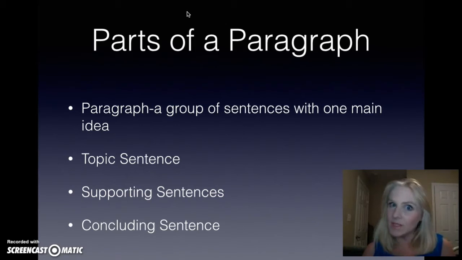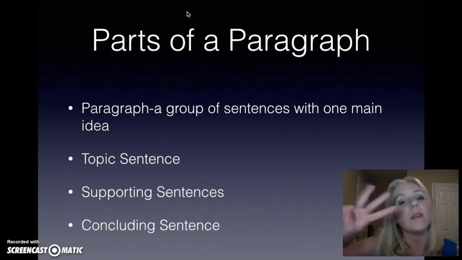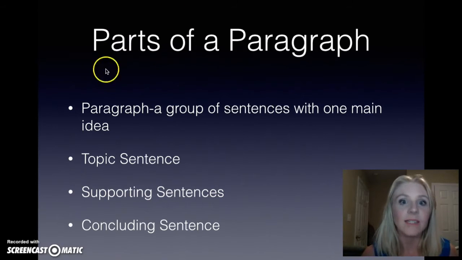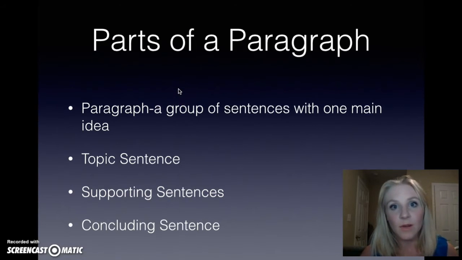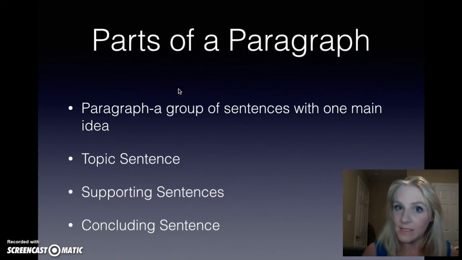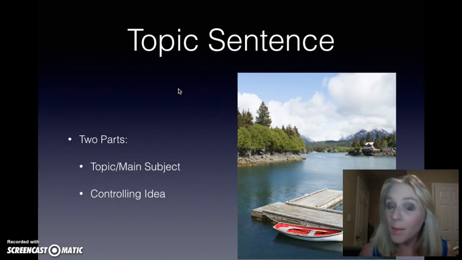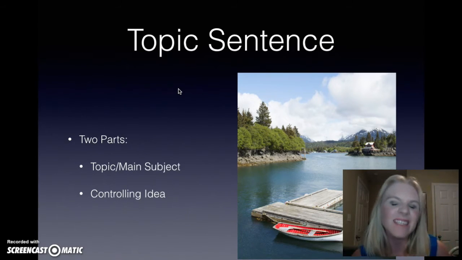Now, in class we talked about a paragraph has 3 parts: a topic sentence, a supporting sentence, and a concluding sentence. You need to remember these 3 parts for your test tomorrow. Now I want to break it down. Let's go on ahead and get started with topic sentence. I know we've discussed a lot of this in class, but this is a good review.